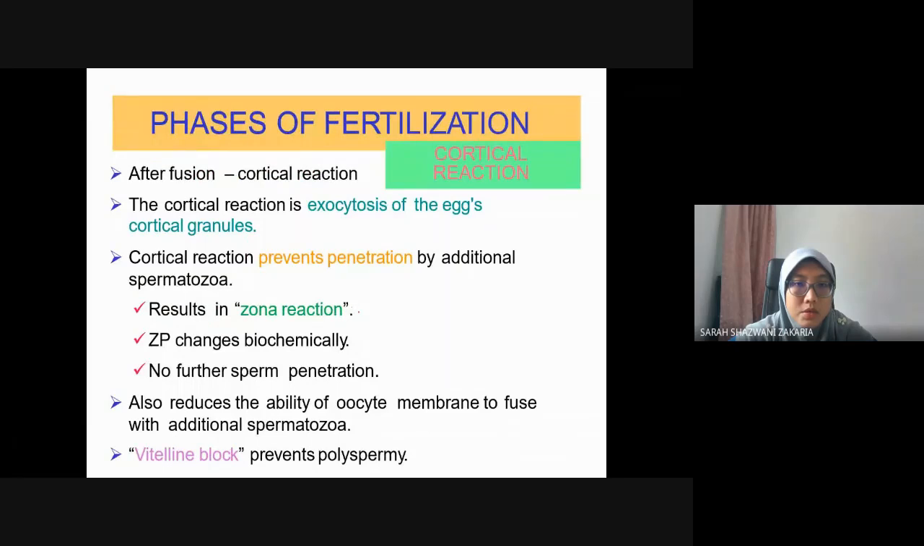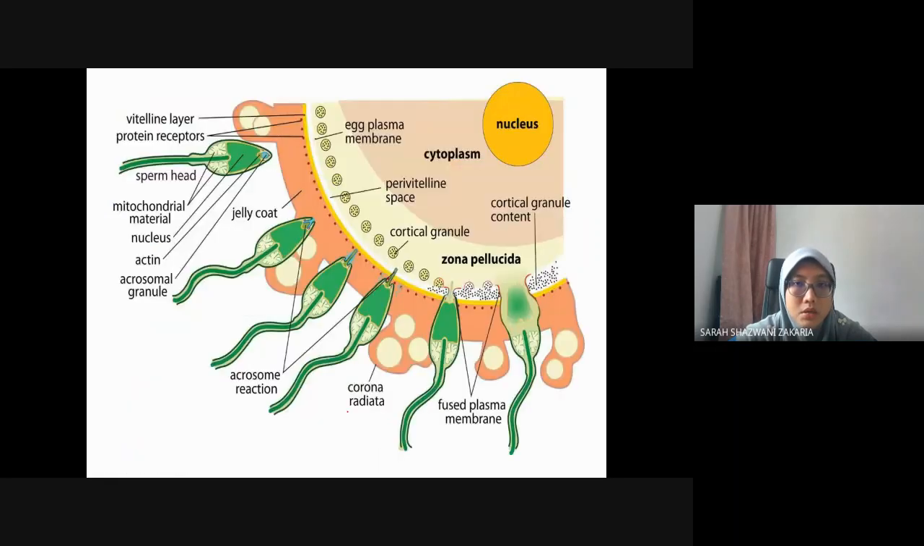The cortical reaction prevents penetration, through the zona reaction and the receptors. No further penetration. It also reduces the ability of the oocyte to bind sperm, and then the block.